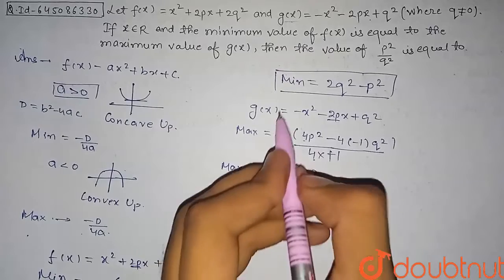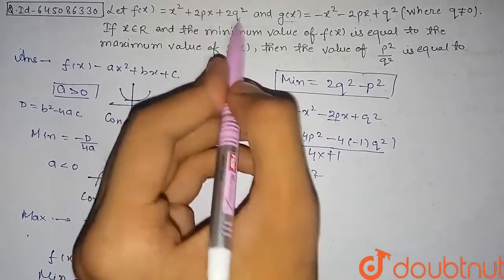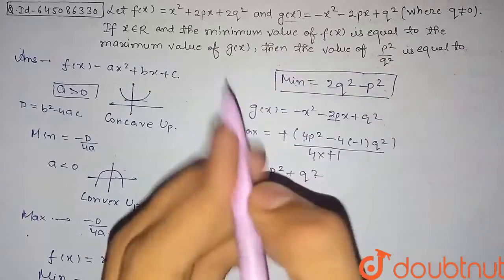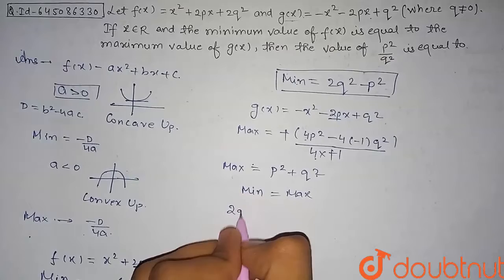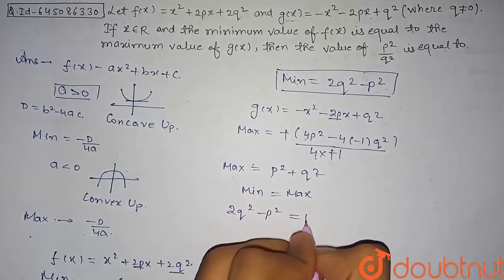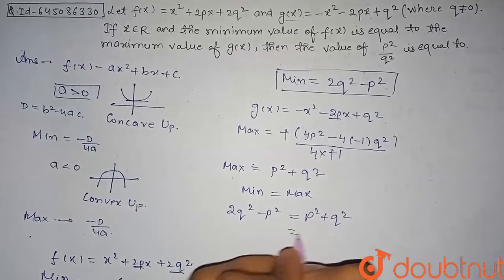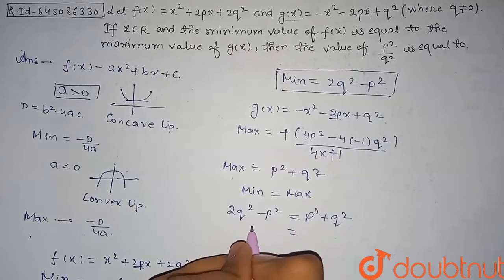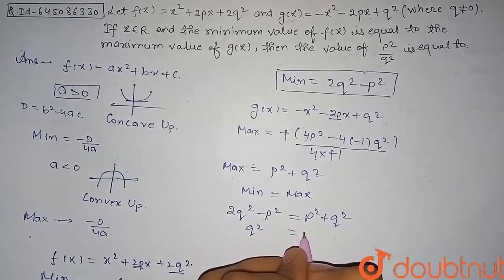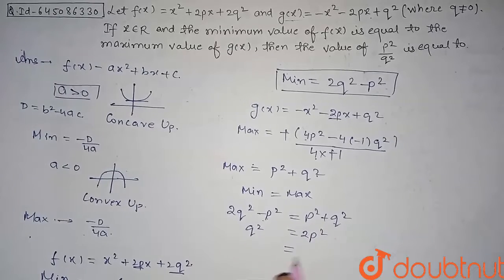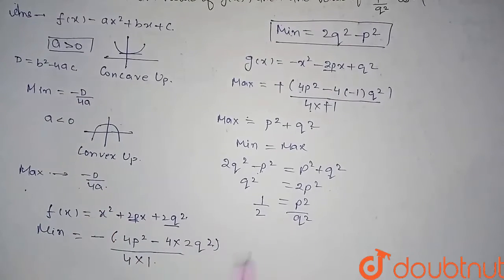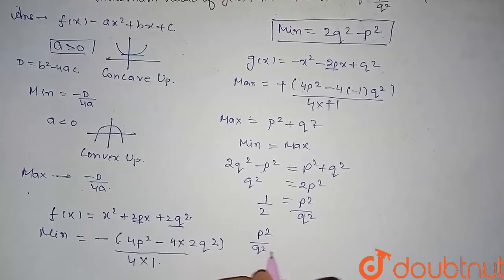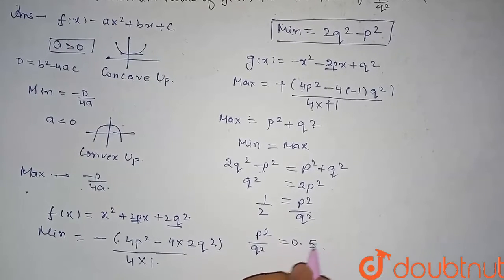Now according to our question, the minimum value of the first equation f(x) is equal to the maximum value of g(x). So 2q square minus p square is equal to p square plus q square. Taking q square to this side and p square to the other side, we get q square equals 2p square. So the value of p square upon q square is equal to 1 by 2, which is 0.5. So the answer to this question is 0.5.